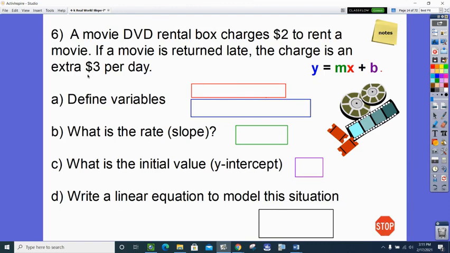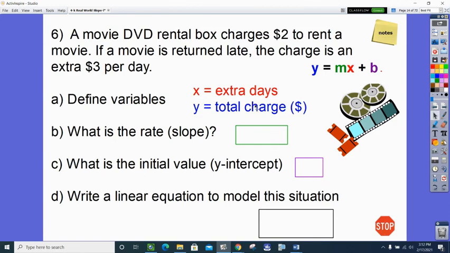What's the x and what's the y in this case? So if you find that $3 per day, dollars per day, there are your two units. One of them is going to be days and one is going to be dollars. Remember that if time is involved, it is usually your x, your independent variable. And also, if you hear dollars per day, dollars on the top would be your y, and days on the bottom would be your x if you think about it from a slope perspective. So x is going to be the number of days, and that's your independent variable, and y is going to be the total charge in dollars. So the dollars depends on how many days.